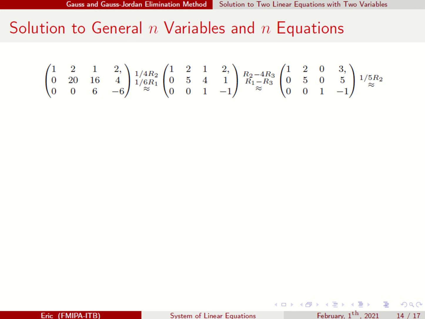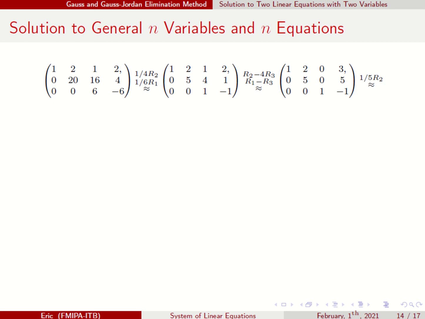What about this? So I have this one 0, and I have to change this into 0. How can I change this? By this operation, R1 minus R3. 1 minus 1 will give you 0. 2 minus 0 will give you 2. 1 minus 0 will give you 1. And 2 minus minus 1 will give you 3.